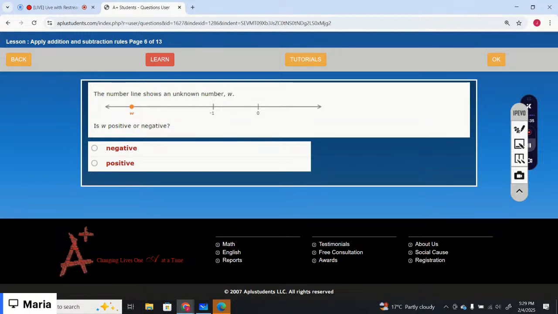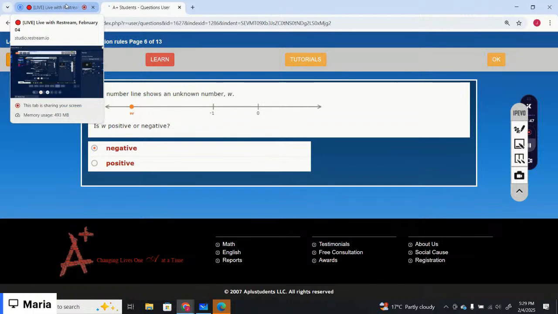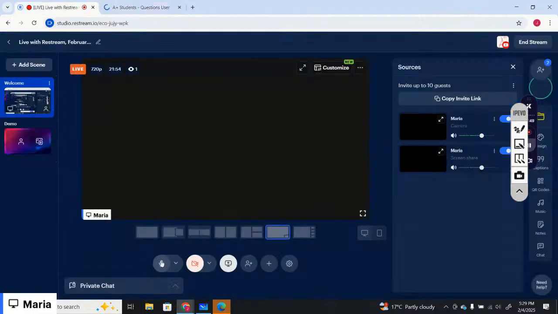The number line shows an unknown number W. Is W positive or negative? W is a negative number. Okay, you can complete the lesson by yourself later today. Let's just move on to the next lesson.